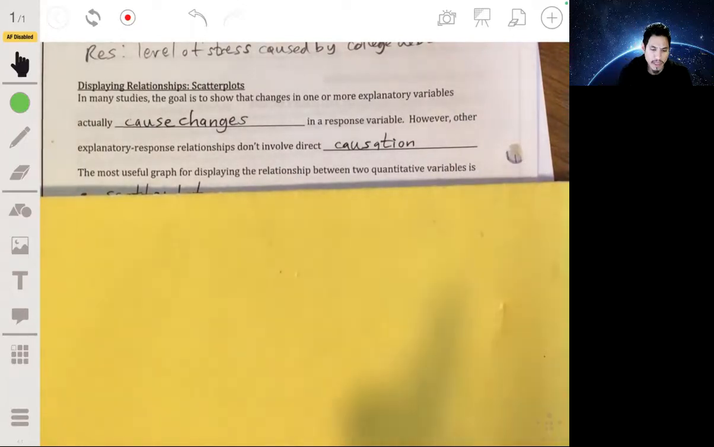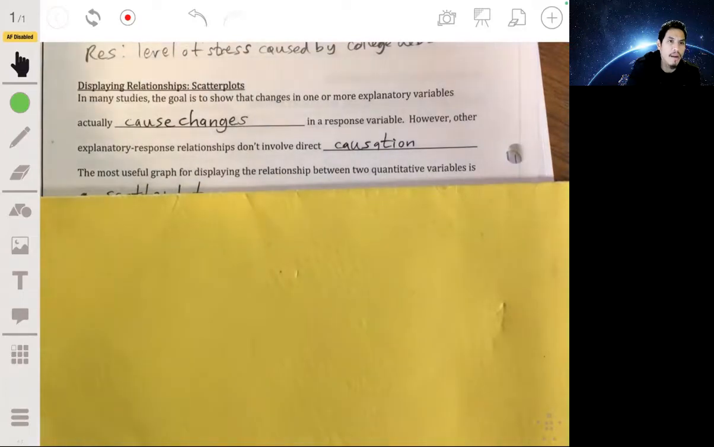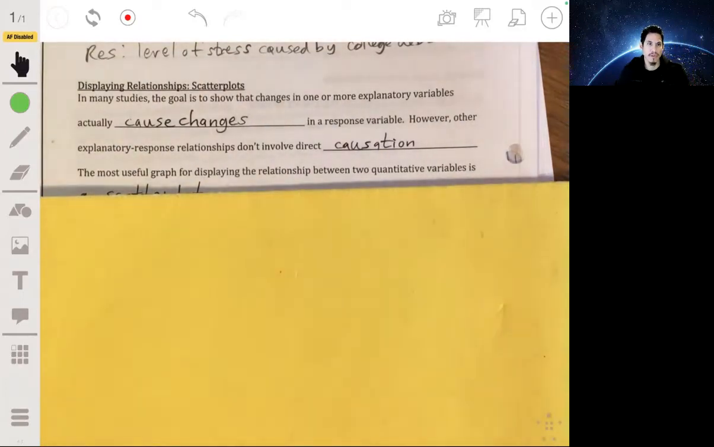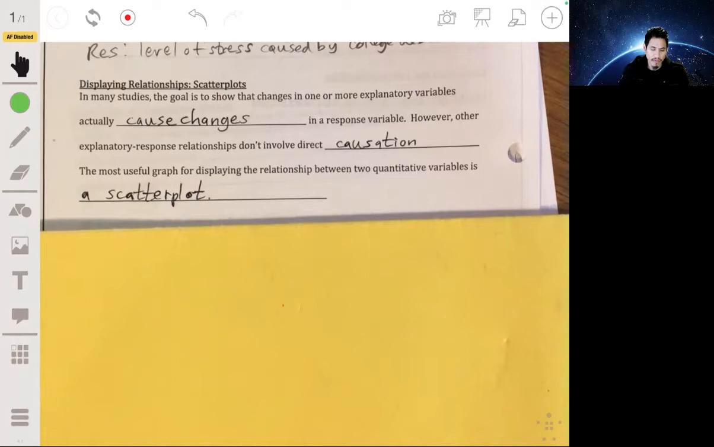So we want to see a visual of what's going on, because that's going to let us more clearly determine if there's really a linear relationship between the variables. And again, we'll talk about that more in the next couple of lessons. Now, again, we like to use scatter plots for representing relationships dealing with two quantitative variables.